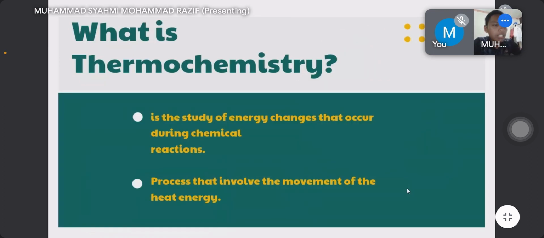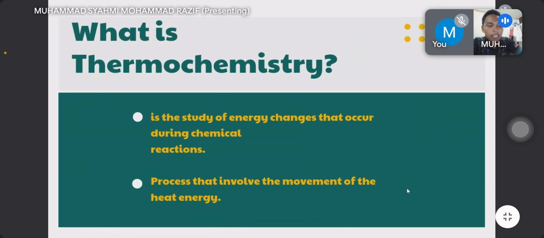What is thermochemistry? Thermochemistry is the study of energy changes that occur during chemical reactions. It is also a process that involves the movement of heat energy.